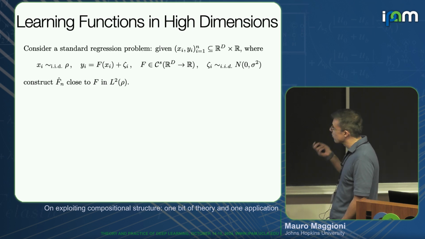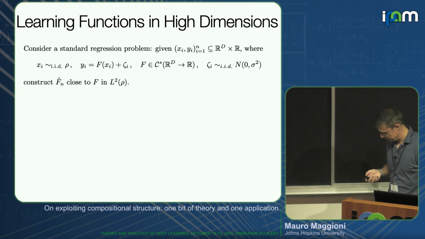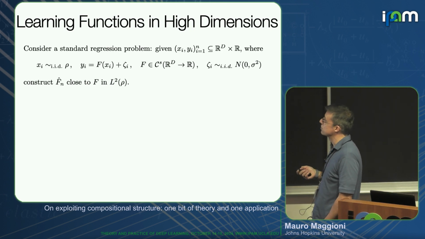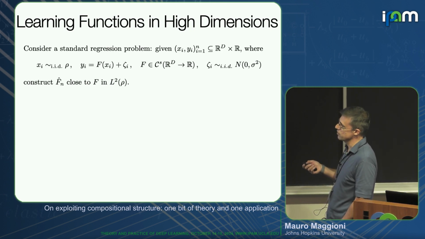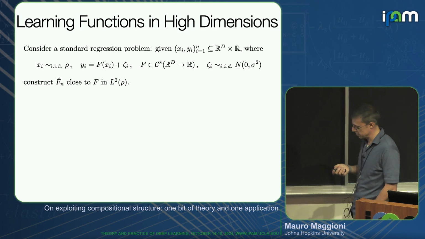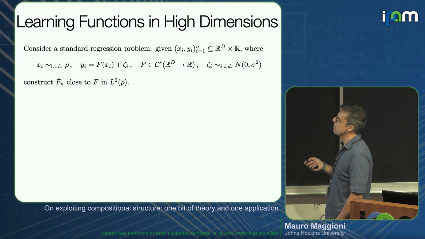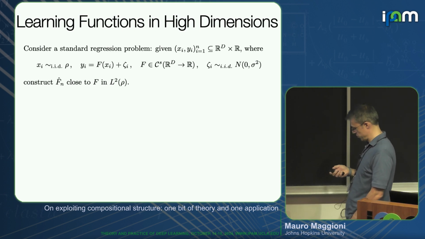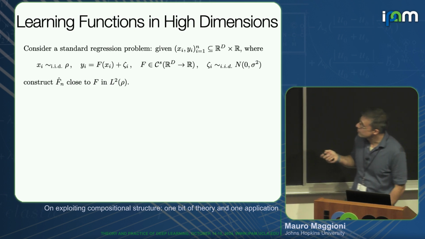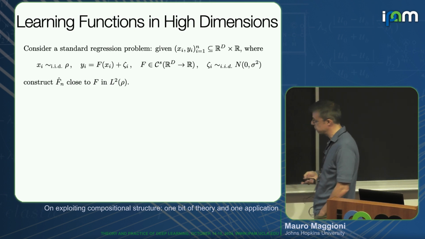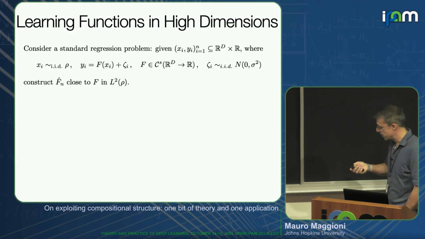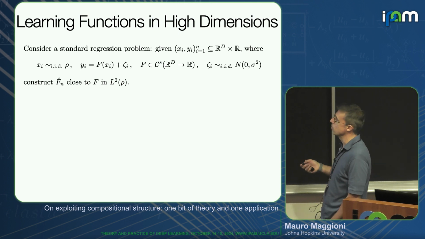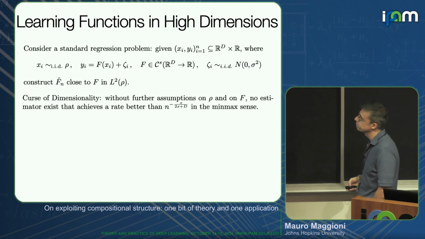Maybe the function has some regularity assumption, just for simplicity, say, s derivatives continuous. This s can be non-integer, so this can be in the Hölder sense. And the noise is maybe Gaussian or sub-Gaussian. And of course, the goal is, given these inputs, to produce some estimator of f, so some function that is close to f in L2(rho). Rho is the measure on the X's.